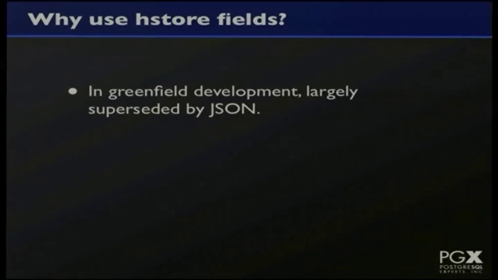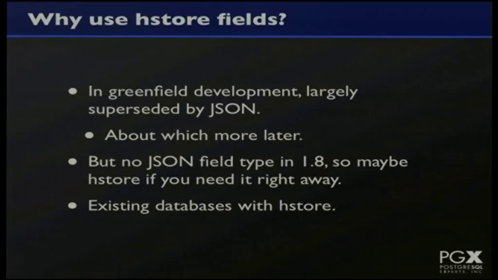The reality is, in greenfield development, it's largely been replaced by JSON, which does the same thing but more flexibly and has more operations. And you don't have to install it. And we'll talk about hstore later. But there's no JSON field type in 1.8, so if you need hstore right away, there it is, waiting for you. Or you're plugging Django on top of an existing database with hstore, of which there are a lot.